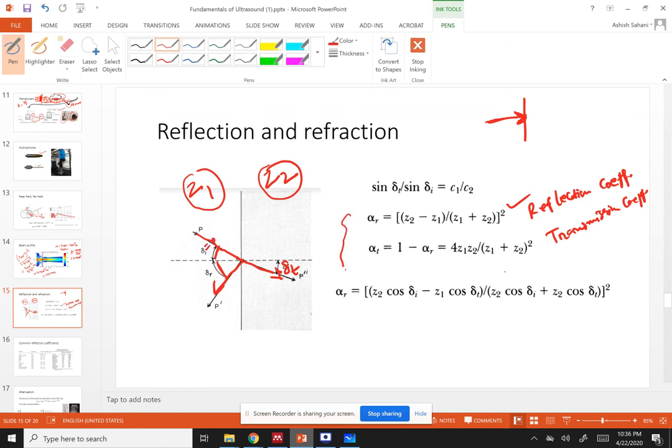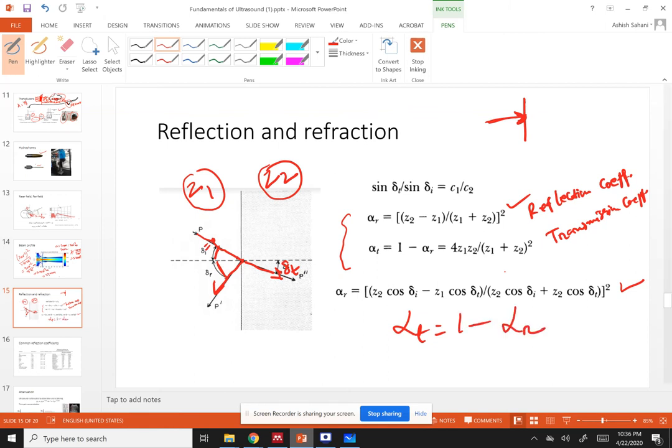Then only these two formulas apply, where the coefficient of reflection is given by (Z2 minus Z1) divided by (Z1 plus Z2), whole square, and the coefficient of transmission is 1 minus the coefficient of reflection, which is given by 4 Z1 Z2 divided by (Z1 plus Z2) whole square. If the angle of incidence is not equal to 0, then the reflection coefficient will be given by this formula, and the transmission coefficient will again be 1 minus alpha reflection.